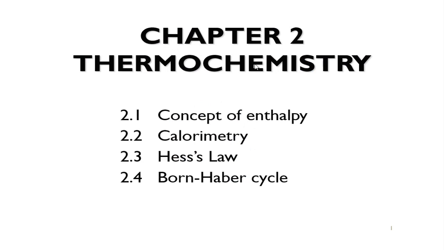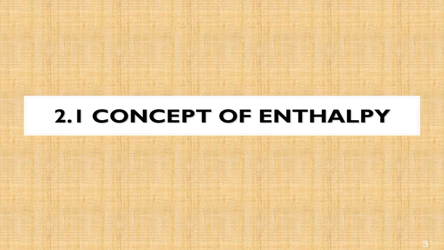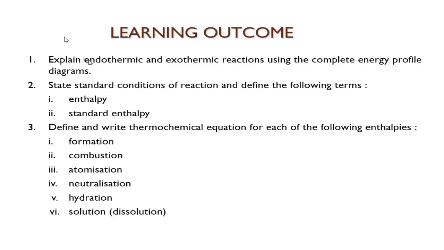Class, this is the pre-lecture for Chapter 2 Thermochemistry. We are going to learn about these 4 topics. First, we must know what is the concept of enthalpy. So we need to know how to explain the endo or exothermic reaction by using the energy profile diagram.